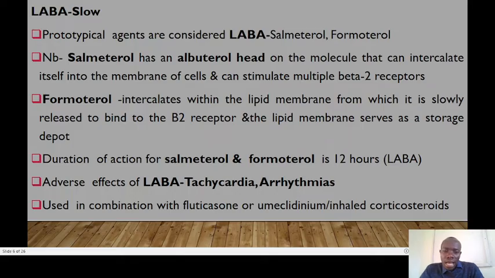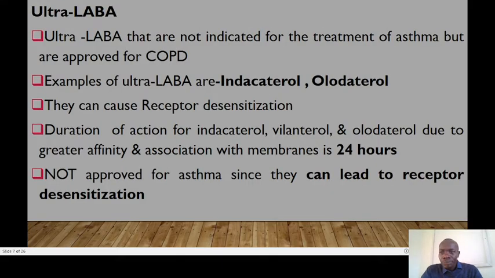Long-acting beta agonists are normally used in combination with inhaled corticosteroids such as fluticasone or budesonide. Okay, they are used in combination with inhaled corticosteroids, the LABA. From the LABA, we have the ultra LABA, the ultra long-acting beta agonists. They are not indicated for treatment of asthma, but they have been approved for COPD. And the main reason is that they normally cause receptor desensitization.